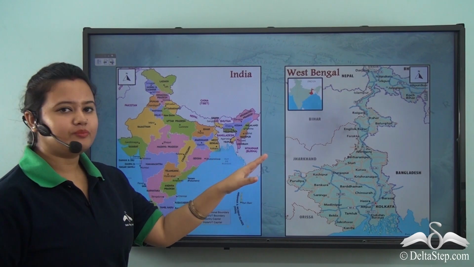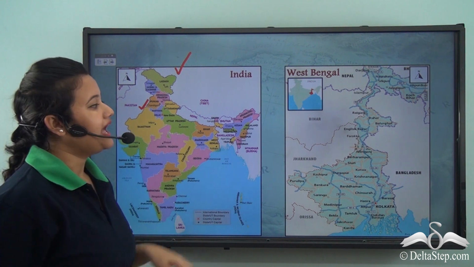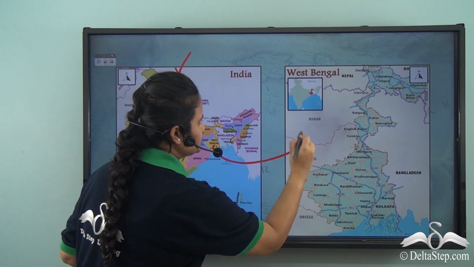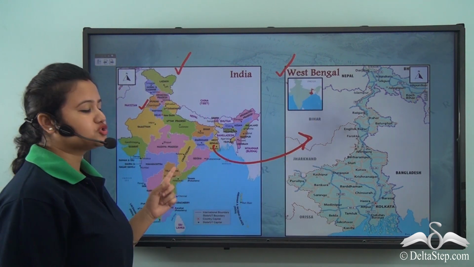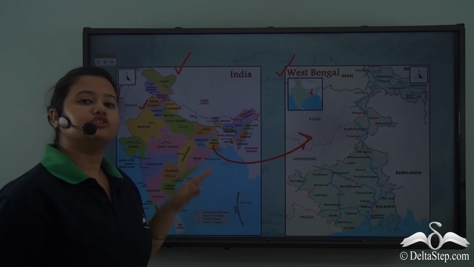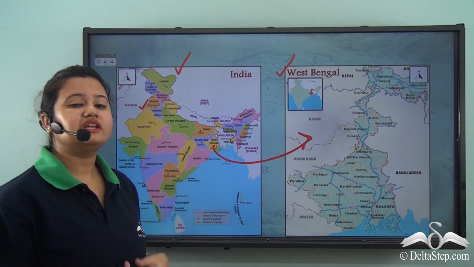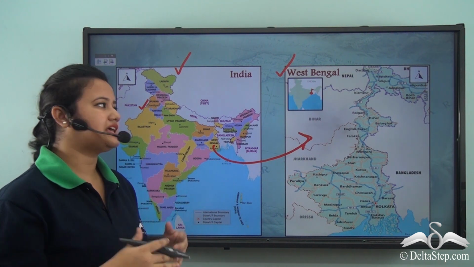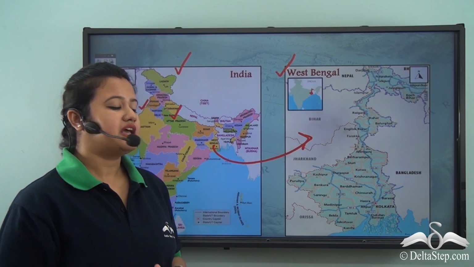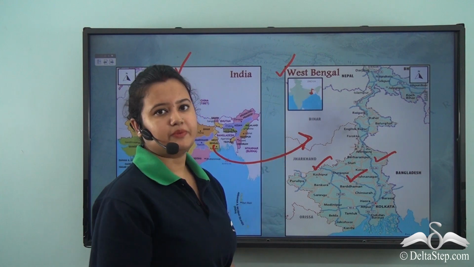Now here we have two maps. The first map shows the whole of India along with all its states. And the second map shows one particular region of India, that is the state of West Bengal. So this map shows the whole of India and this map shows a particular state of India. The first map shows a larger area with smaller details, that is, in this map only the states and their corresponding capital cities have been represented, while the second map shows a smaller area with greater details, because here we can find roads, highways and even districts of West Bengal.